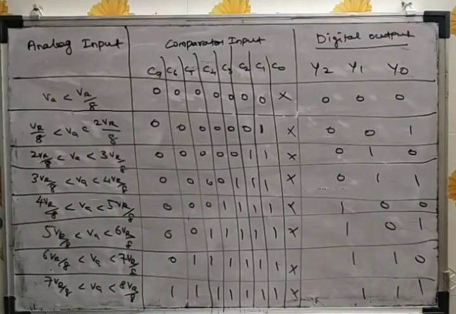So this is the simplest analog to digital converter, but the most expensive technique, since we are using 2 power n minus 1 comparator circuits, then we are using a resistive divider network, and we are using a priority encoder circuit also.